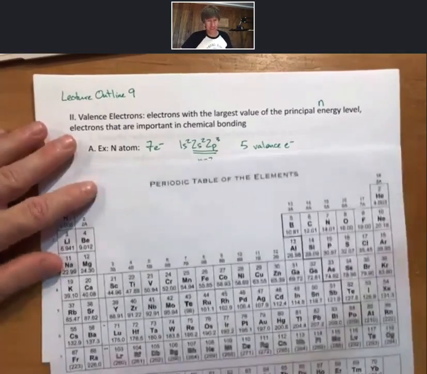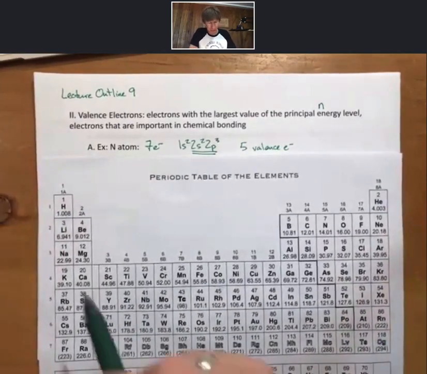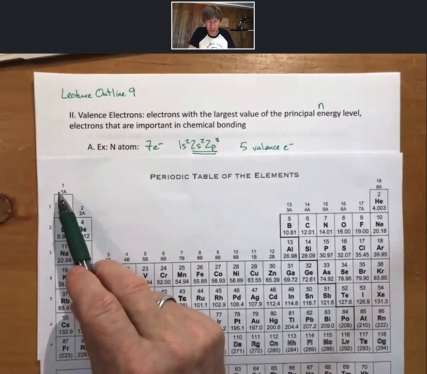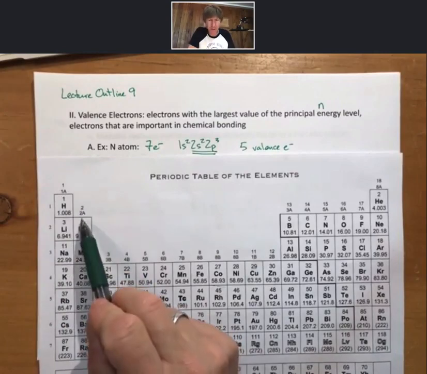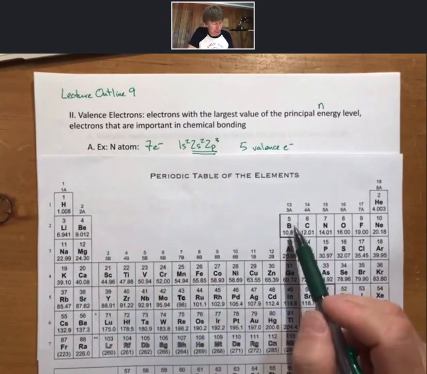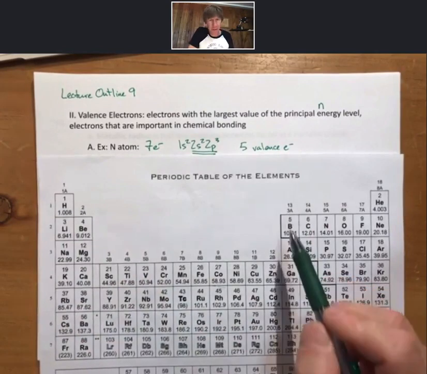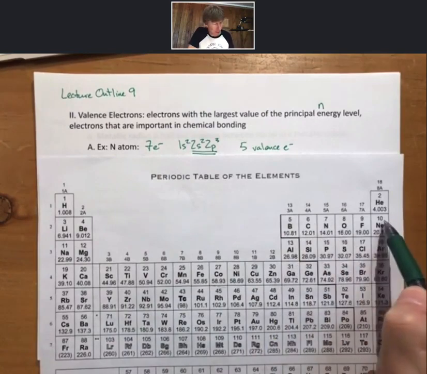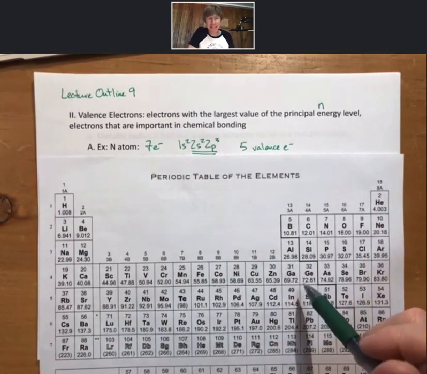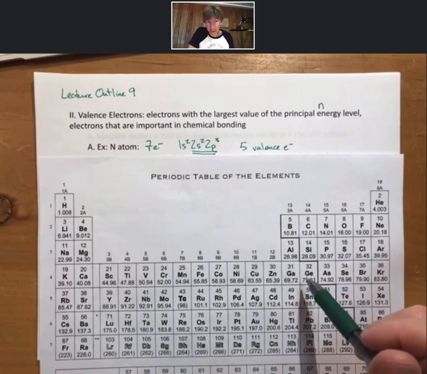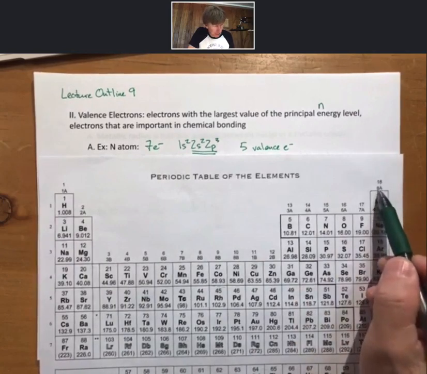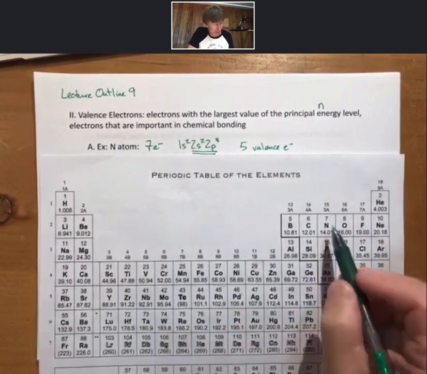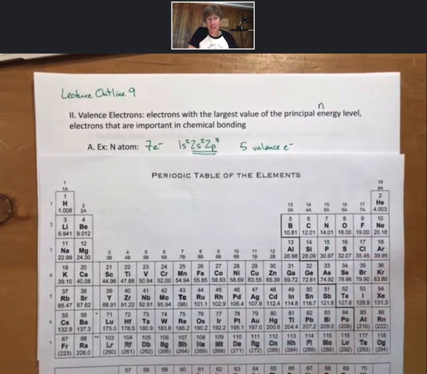Speaking of valence electrons, if you look at the periodic table, you can figure out that everything in group 1 will have 1 valence electron. Group 2 will have 2 valence electrons. Whether it's 13 or 3, this group has 3 valence electrons, all the way over to group 18, which has 8 valence electrons. So 8, or the single digits place. So oxygen, 6 valence electrons. Nitrogen, as we just noted, 5 valence electrons.